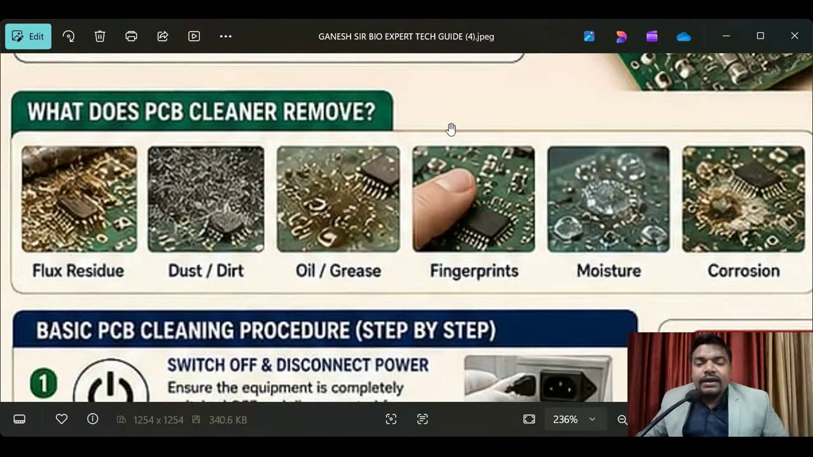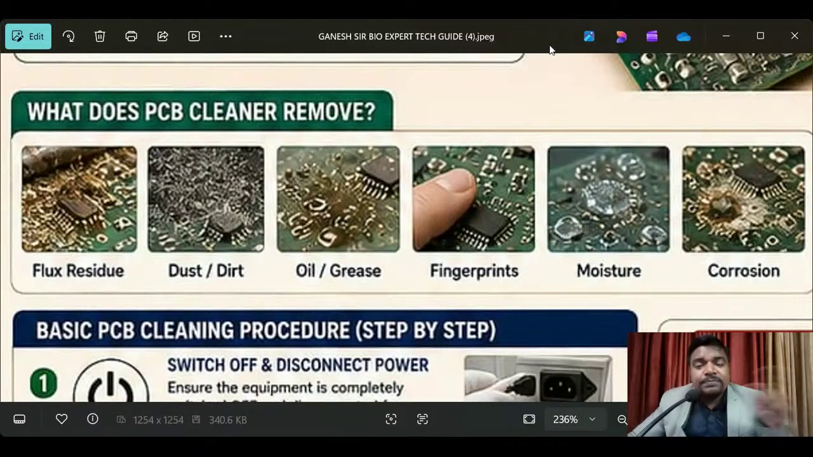See here, flux residues, and dust or dirt residues. When do all these things happen? Preventive maintenance is very, very important. Biomedical engineers, listen carefully. If you do not do preventive maintenance, if you do not do calibrations, if you do not do the services properly, then these problems come.